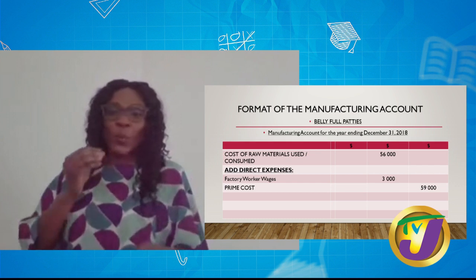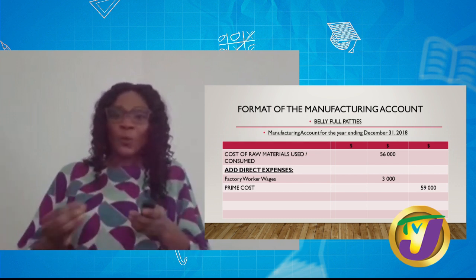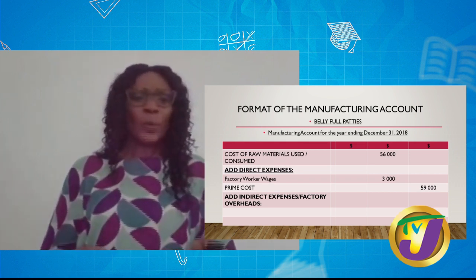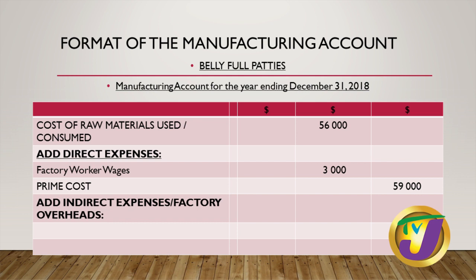So we've just worked with direct. Let's go now and work with the indirect. Now, our indirect expenses will be all our cost that we incur that relates to the factory, apart from factory worker wages, because the factory worker wages is already labeled direct. So factory rent, factory depreciation, everything relating to the factory, except factory worker wages, will be your indirect expenses.